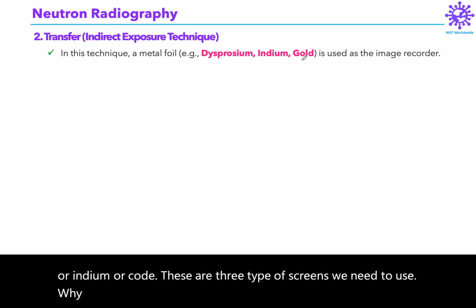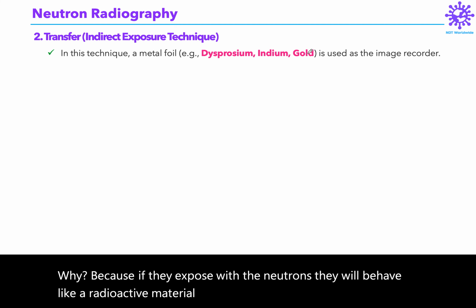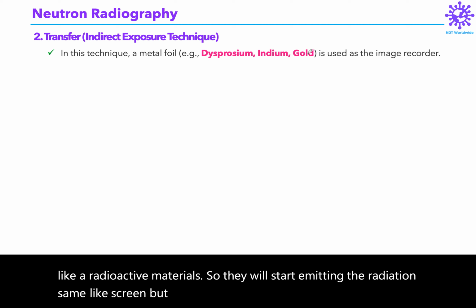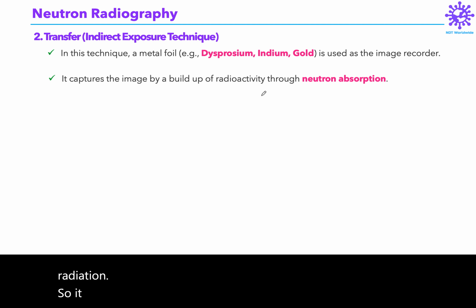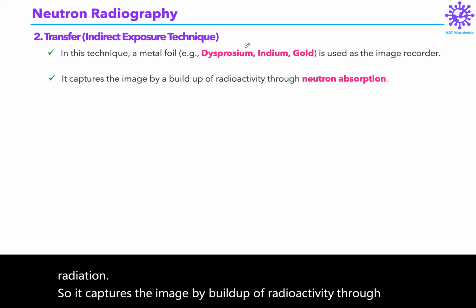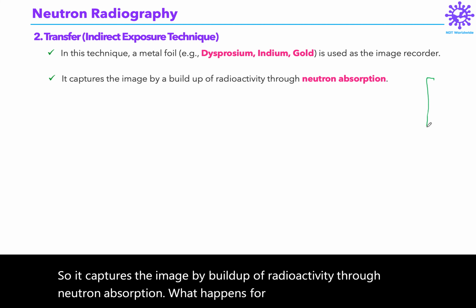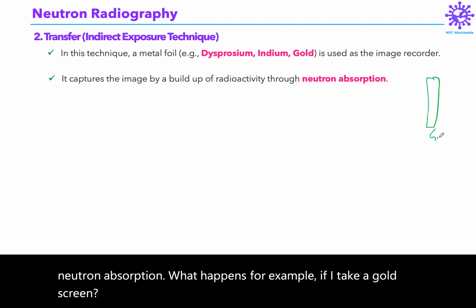Why? Because if they are exposed to the neutrons, they will behave like radioactive materials, so they will start emitting radiation. Same as the gadolinium screen, but here they give more information about the radiation. So it captures the image by buildup of radioactivity through neutron absorption. For example, if I take a gold screen, so this is my gold screen.